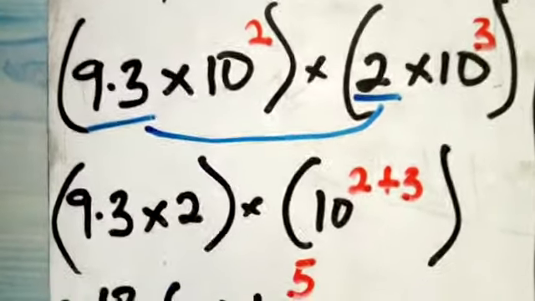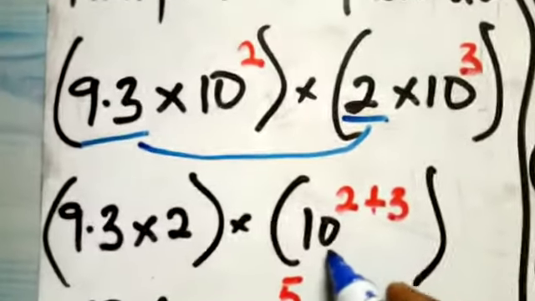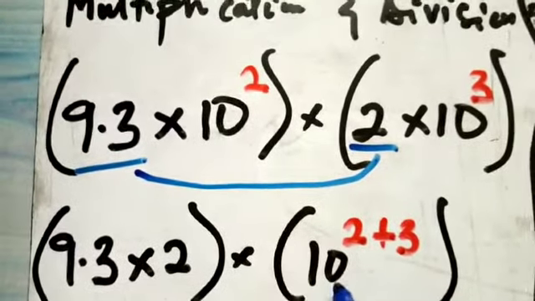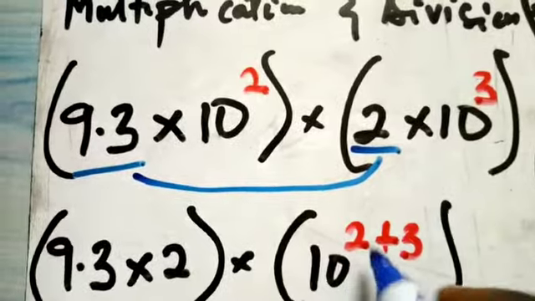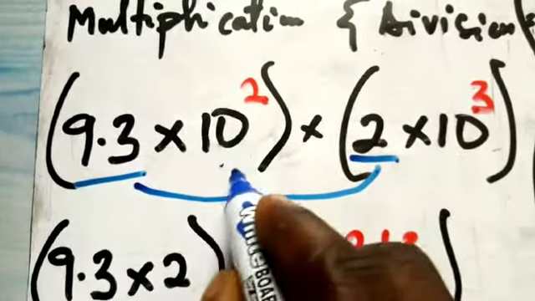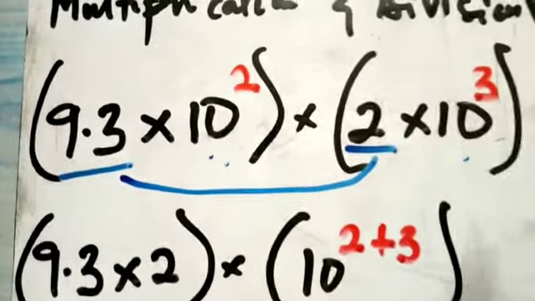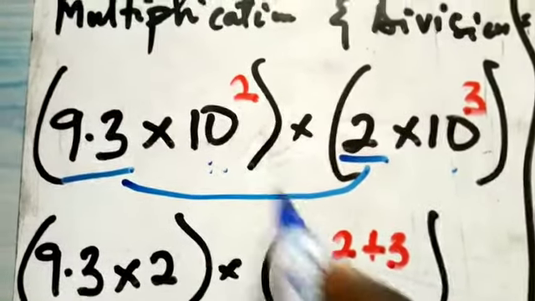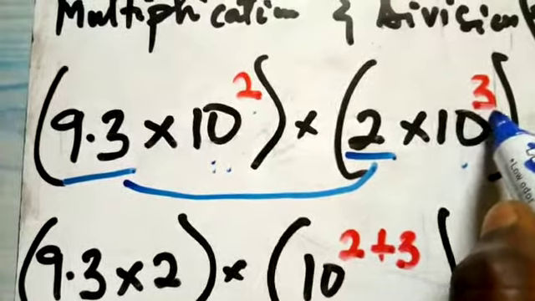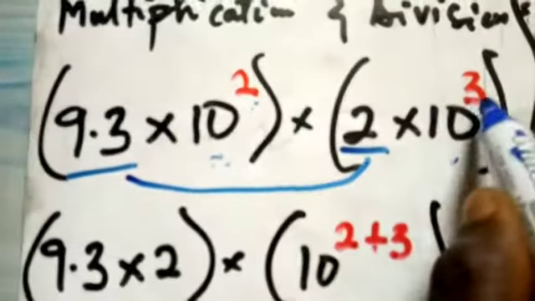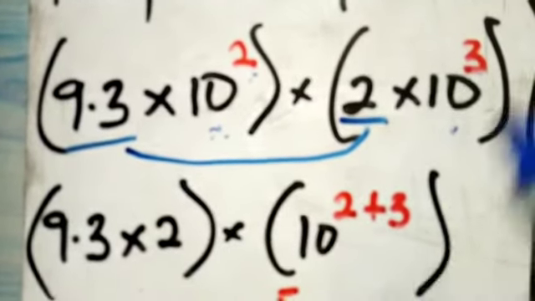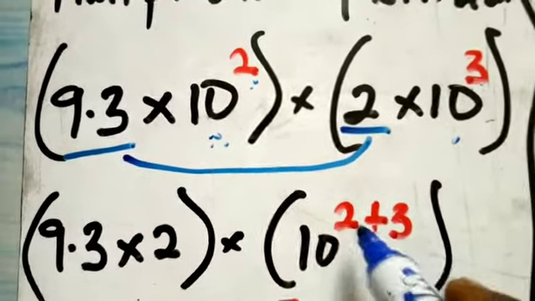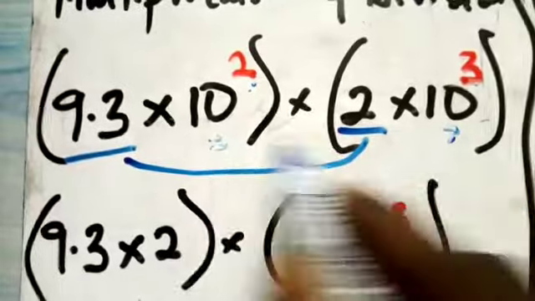When you multiply 9.3 by 2, it will give you 18.6. And then for the powers of 10, you apply the law of indices. Don't worry if you don't know the indices. That one says that if you are multiplying 10 exponent 2 by 10 exponent 3, then you add the exponents. That is the law of indices. So since we are multiplying, the exponent will be 2 plus 3. Of course the bases are the same, this is 10 and this is 10.